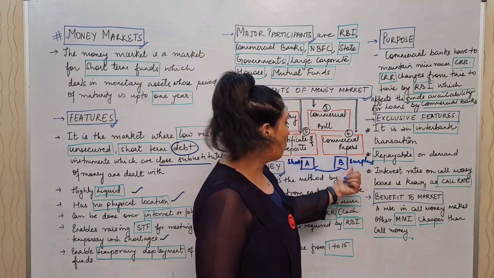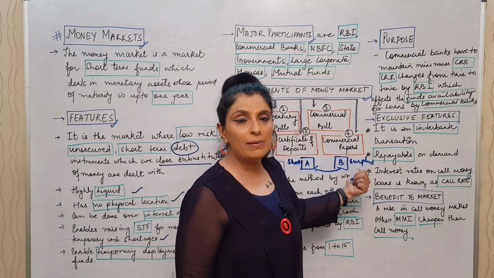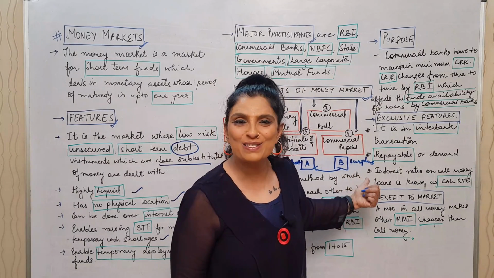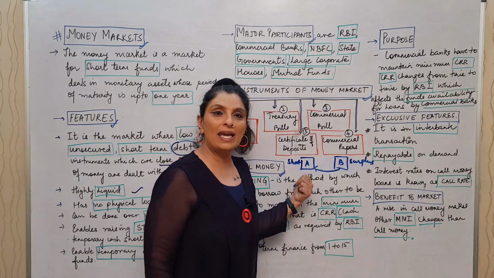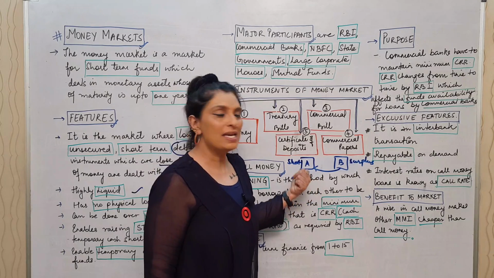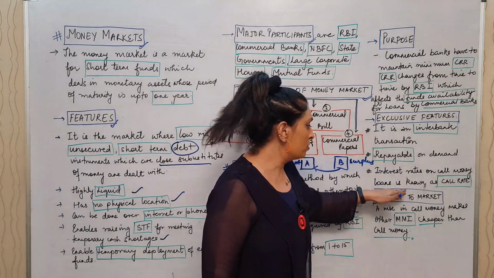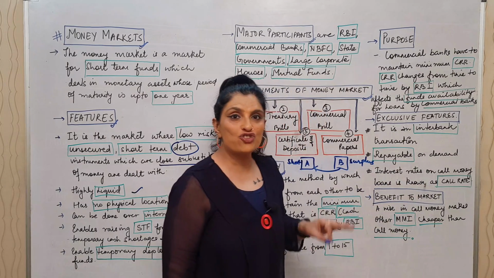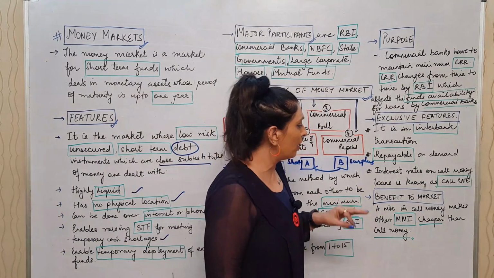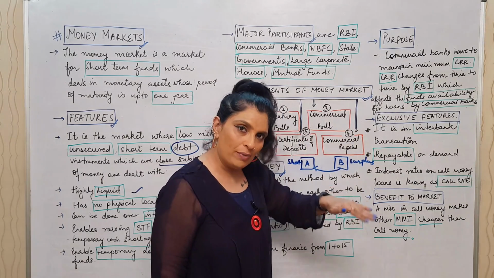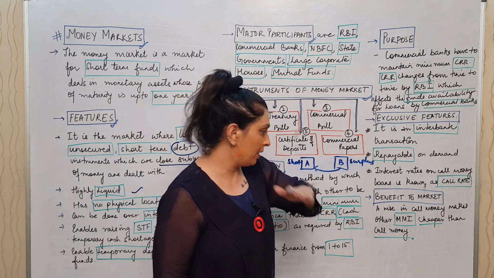Repayable on demand. The moment company B asks for the money, company A has to give it back; the moment bank B asks for money, bank A has to give the money immediately back. The interest rate on call money loans is known as the call rate. Why is it known as the call rate? Because the money is being charged on the call money, so it is called the call rate.